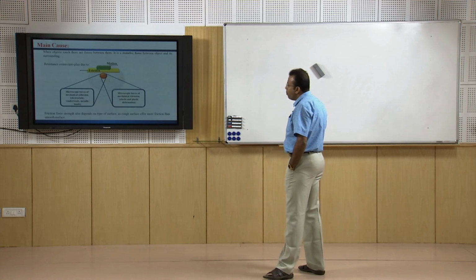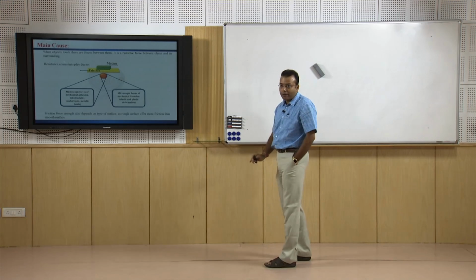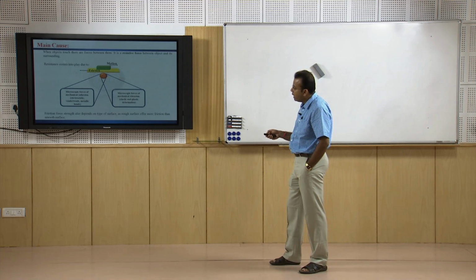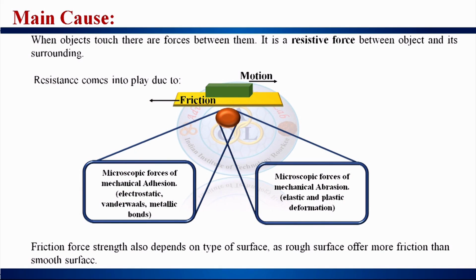So, what are the main causes that can create friction? The first is the microscopic forces of mechanical adhesion, such as electrostatic and van der Waals forces and metallic bonds, and the second is the microscopic forces of mechanical abrasion, like elastic and plastic deformations. When a body is moving in a particular direction, the friction force acts in the direction opposite to its motion. Friction force strength also depends on the type of surface, as a rough surface offers more friction than a smooth surface.